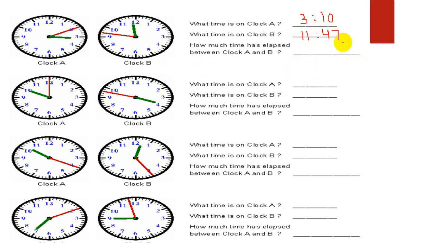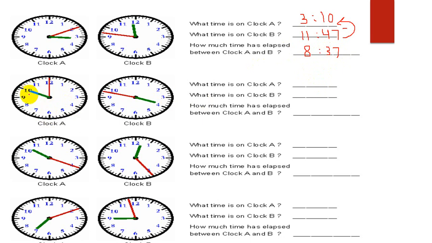Here I prefer you use subtraction, because the elapsed time between the two clocks is more than 1 hour. So subtract the end time minus the start time. 47 minus 10 is what? Yes, 37. 11 minus 3 is 8. So the elapsed time between the two clocks is 8 hours 37 minutes.